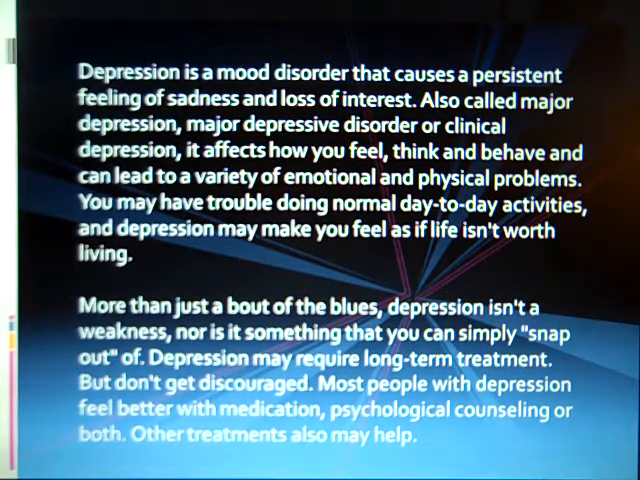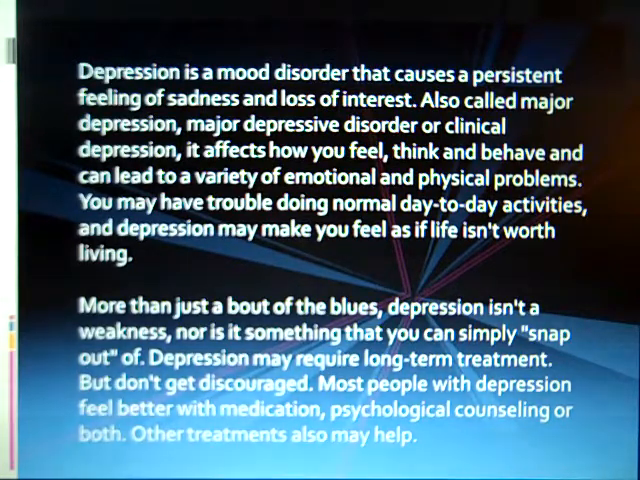It may create problems doing normal day-to-day activities. And depression can make you feel that life isn't worth living. It can also lead to suicidal thoughts, or even intentions, unfortunately. It's more than just a bout of the blues. Depression is not a weakness, and it's not something you can simply snap your fingers and wake up from or snap out of. So what I've read to you is a clinical description of depression. It's not just a guess, or just, well, when you're in a bad mood for a day, you have depression. That's not a clinical description. This gives you a more accurate depiction of what it is.